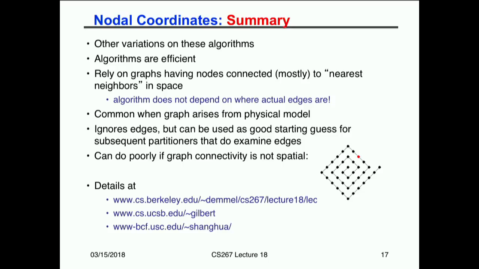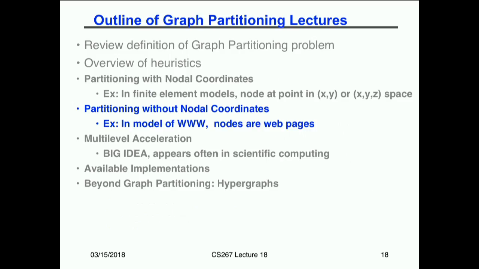But if you have an input that looks like this funny snake-like structure on the right, and you ignore the edges, you'll find a horrible cut, because the best cut there is only one, right? You can just cut one edge and split that snake into 2, but the nodal coordinates that ignore the edges will probably cut 5, 6 edges. So again, you need to understand a little bit about your problem before you blindly apply these.